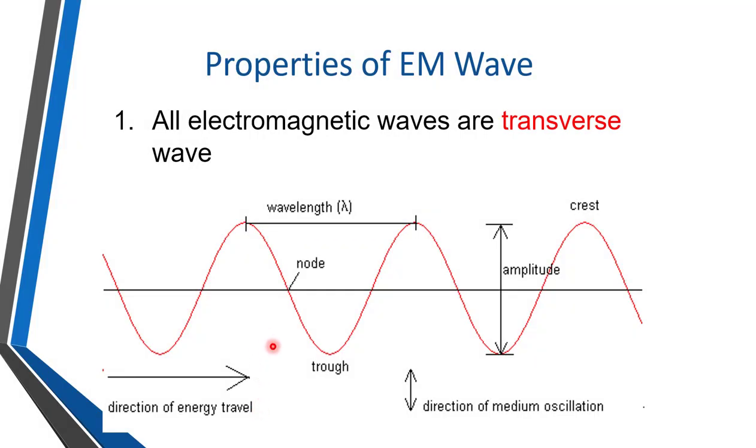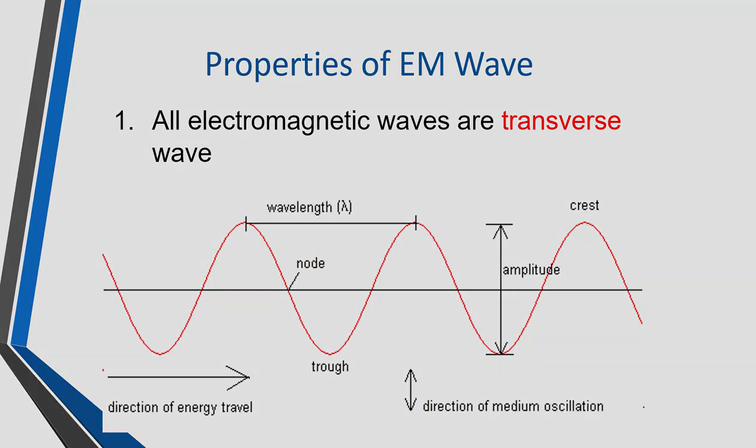So as it is a wave with a sinusoidal variation and it is a transverse wave, it has a wavelength, it has a crest and trough, it has amplitude. If you see it in two dimensions, we can see this two-dimensional wave. The direction of energy travel is in the horizontal direction and the medium is oscillating, whether it may be an electric field or a magnetic field. The direction of oscillation is perpendicular to the direction of energy travel.